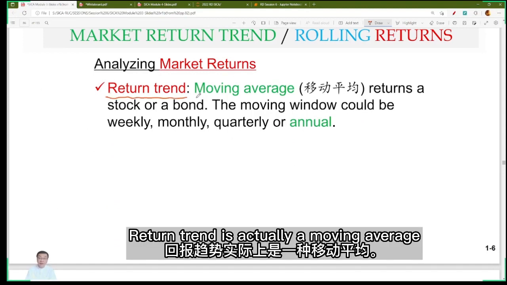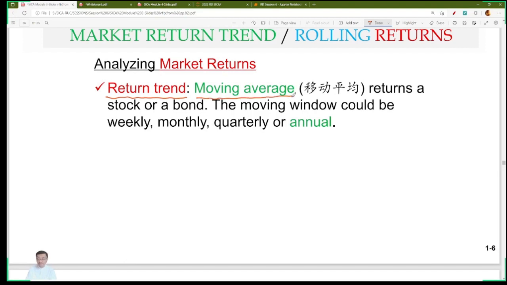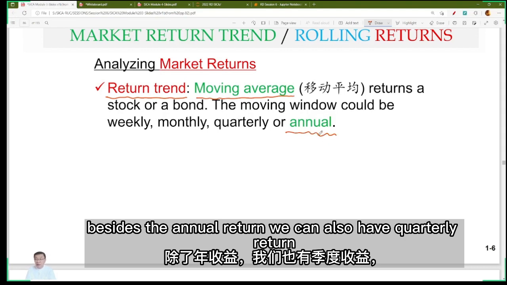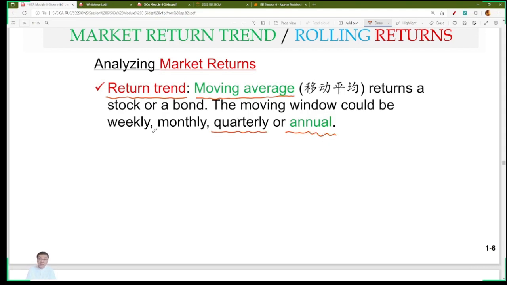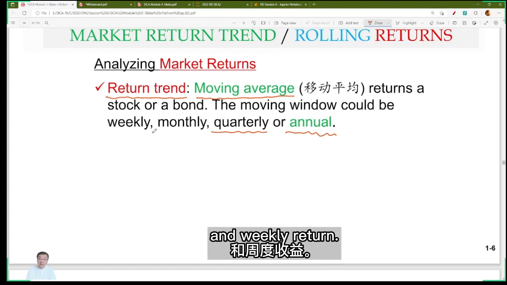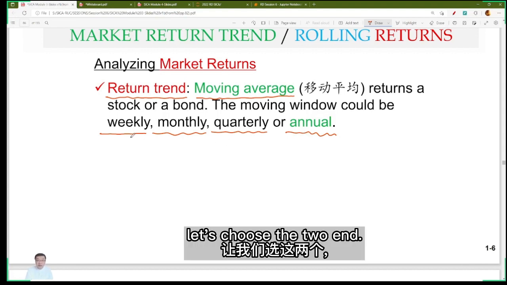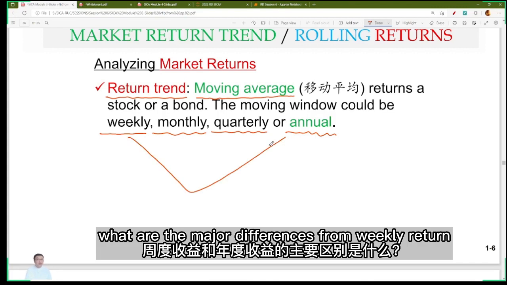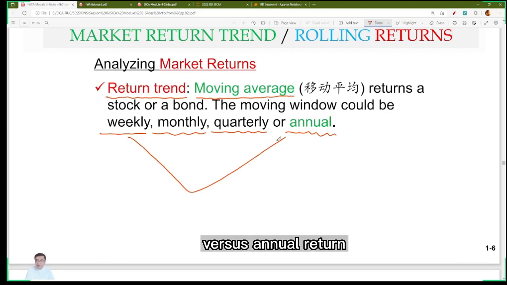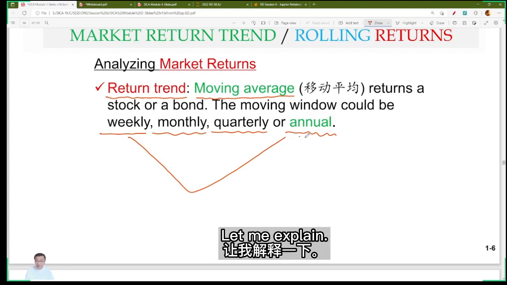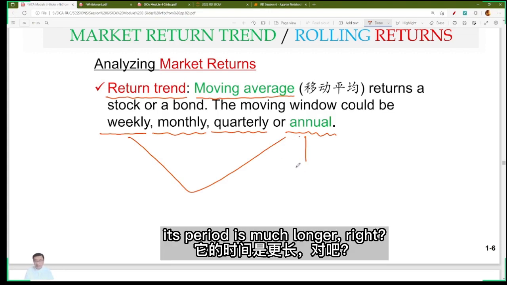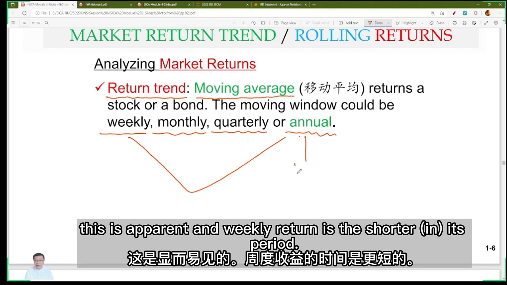Return trend is actually a moving average. And remember, besides the annual return, we can also have quarterly return, monthly return, and weekly return. You may have the question, what are the differences between these returns? For example, let's choose weekly return versus annual return. What are the major differences? Okay, let me explain. Annual return, first, its period is much longer, right? This is apparent. And weekly return is the shortest period.